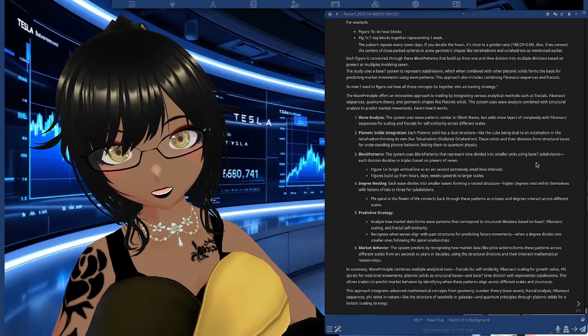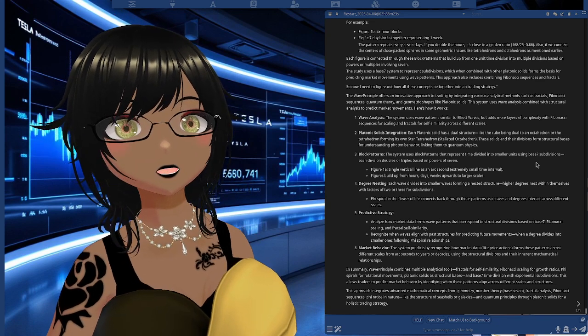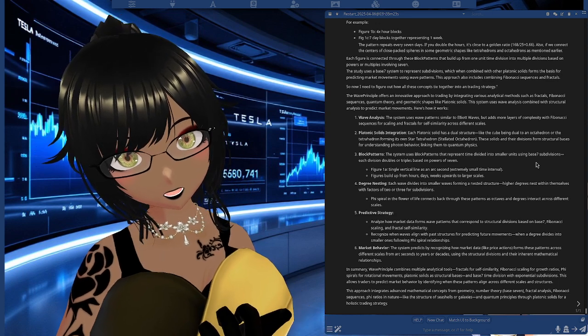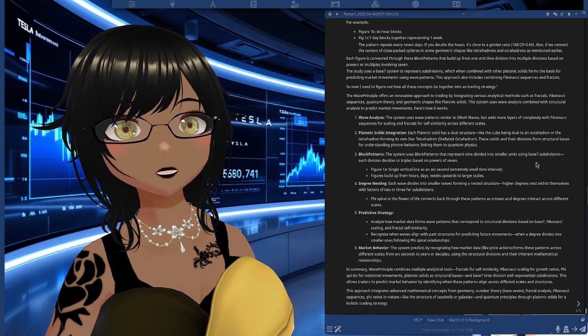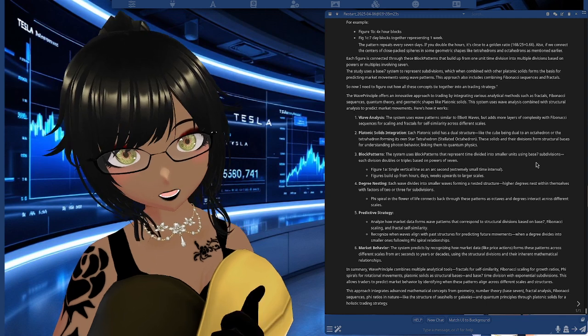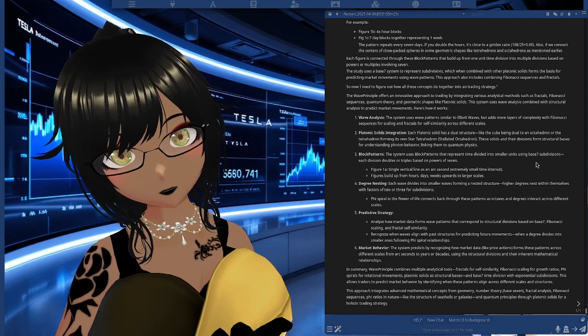So now I need to figure out how all these concepts tie together into a trading strategy. The wave principle offers an innovative approach to trading by integrating various analytical methods such as fractals, Fibonacci sequences, quantum theory, and geometric shapes like Platonic solids. This system uses wave analysis combined with structural analysis to predict market movements. Here's how it works. Wave analysis.